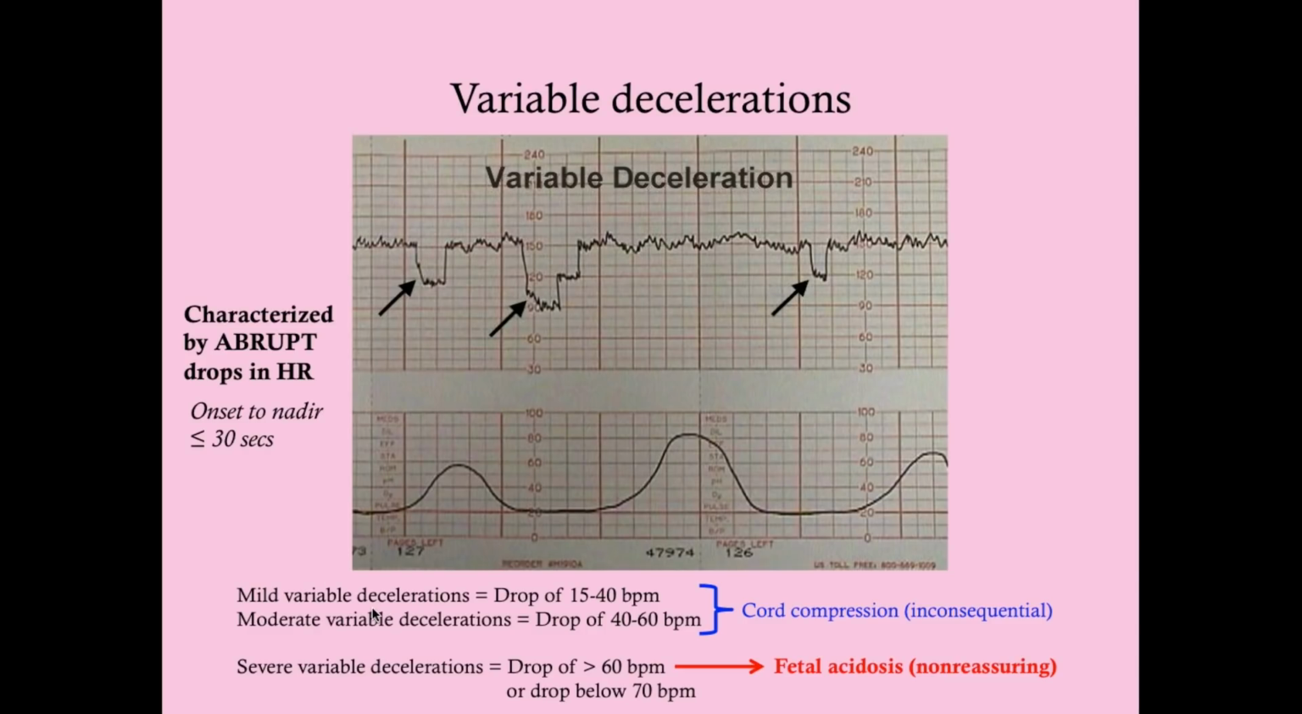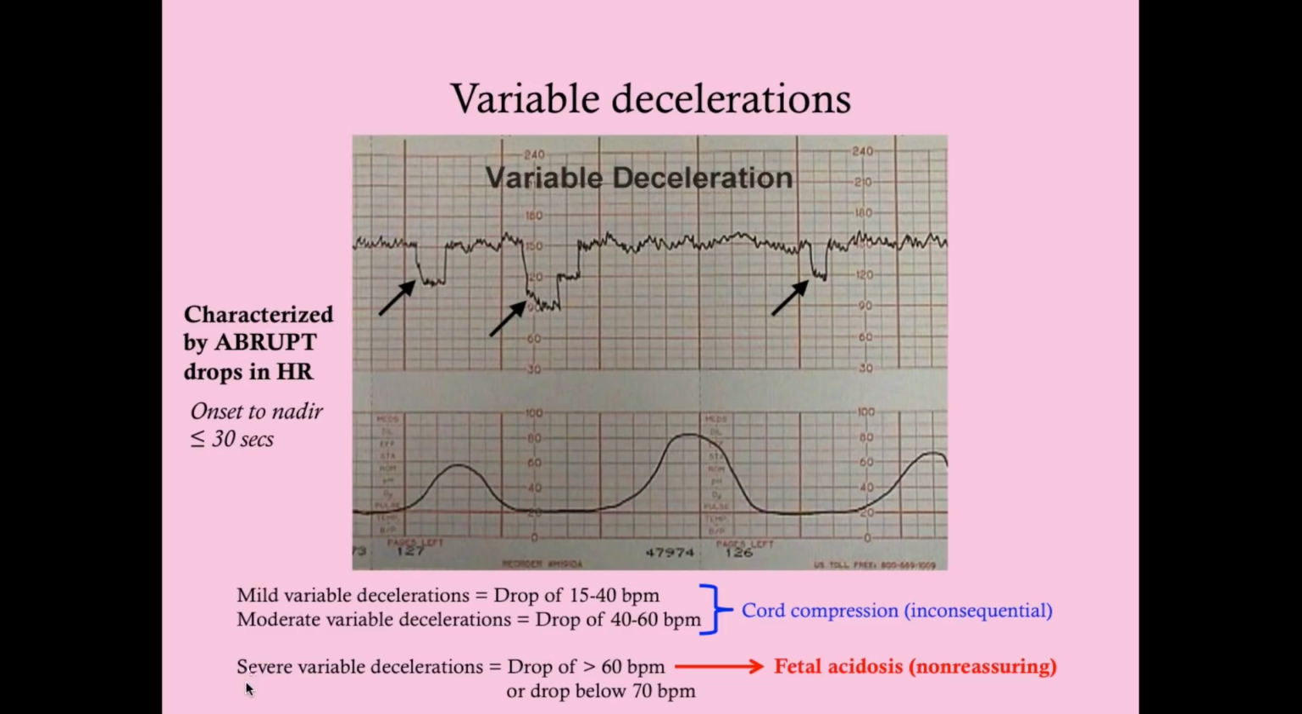A moderate variable deceleration is a drop between 40 and 60 beats per minute. So that would be one like this one here. Baseline of about 150, drops to about 90. This is a moderate variable deceleration, but if it got any lower than this, then it would be a severe variable deceleration. And that is where you have a drop of more than 60 beats per minute.